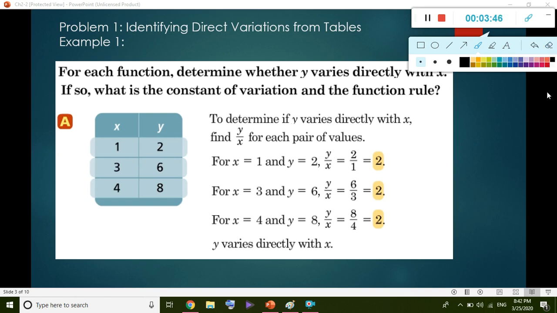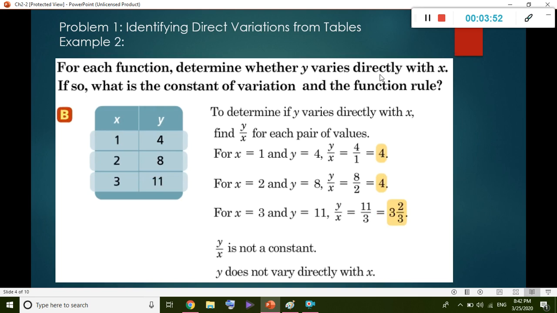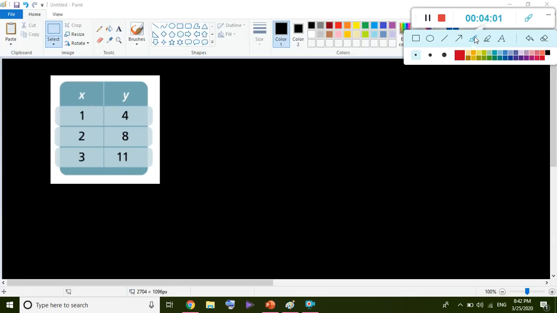So now let's check the second example we have. Now it's the same question. We have to find if y varies directly with x or not. So again, we said that we have to find k for all of them. So k equals y over x. So now let's start finding k.